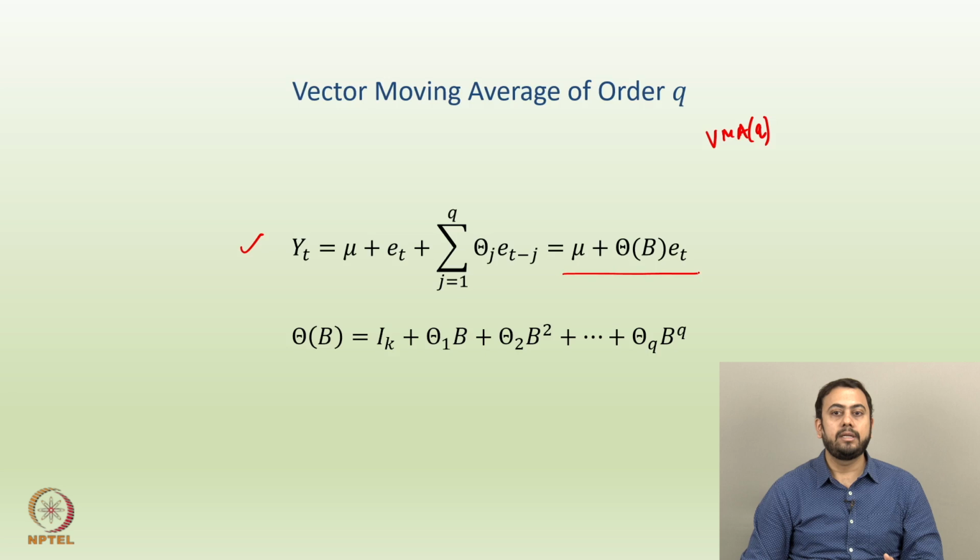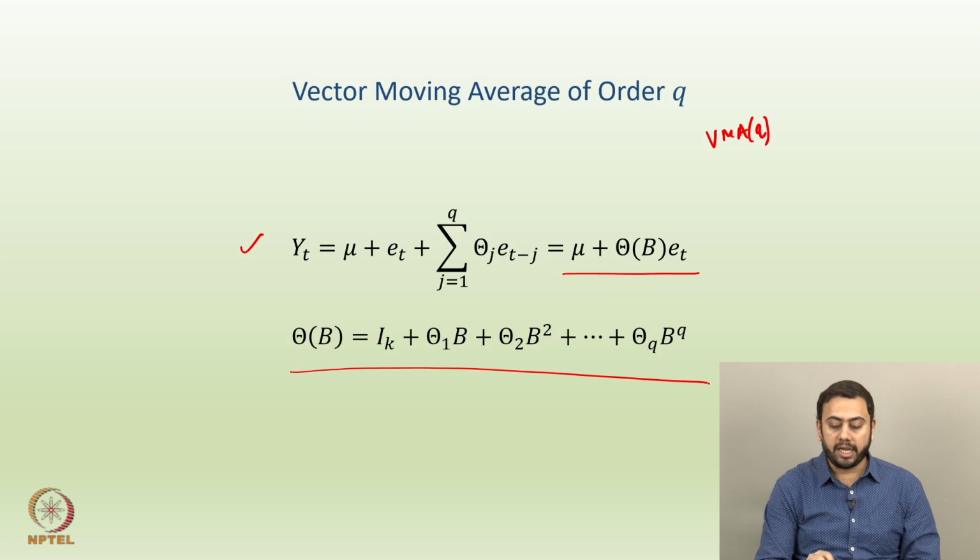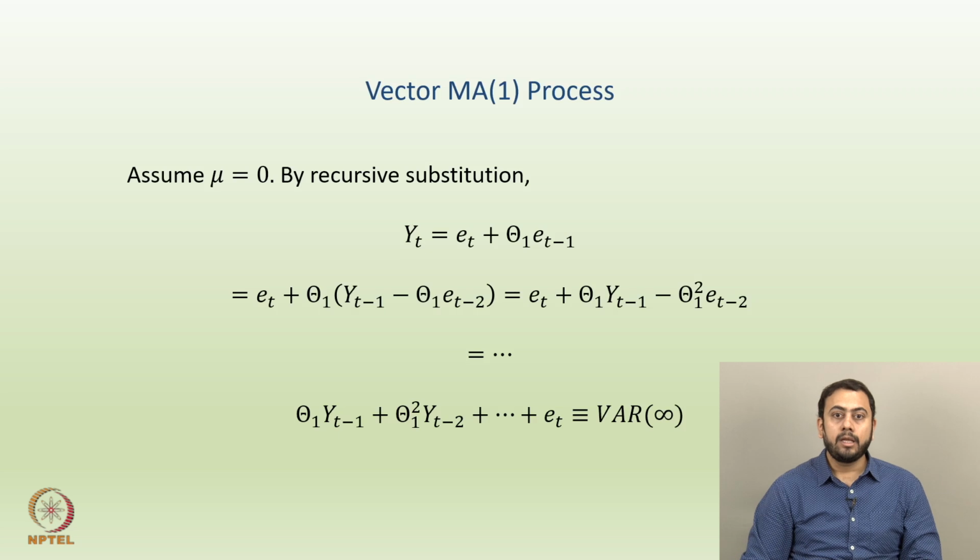So mu plus theta(B) coefficients applied on e_t, where the theta(B) coefficients are given by that expression. You have an identity matrix of order k plus theta_1 B plus theta_2 B squared and so on, up to theta_q B to the power q. This theta(B) that you see here is given by that expression. Such a structure is called VMA of order q, or a vector moving average process of order q. Similarly, we can talk about some specialized examples.